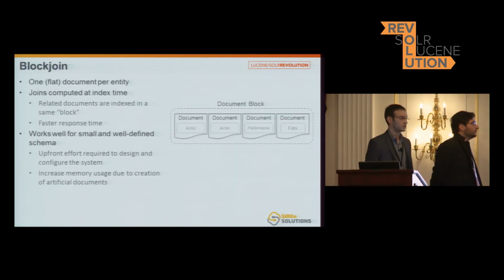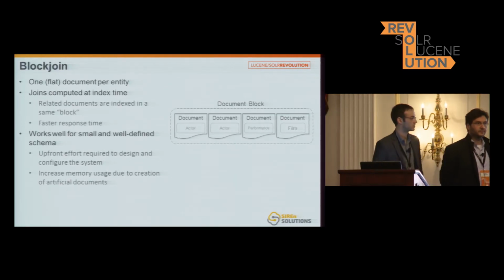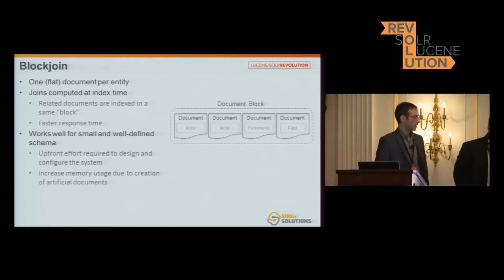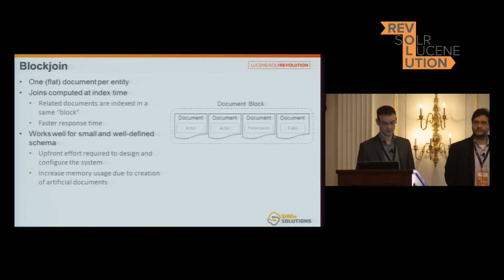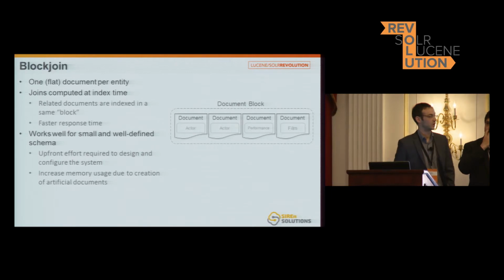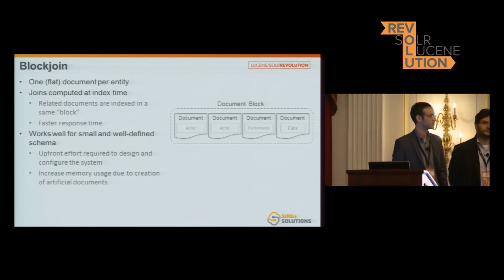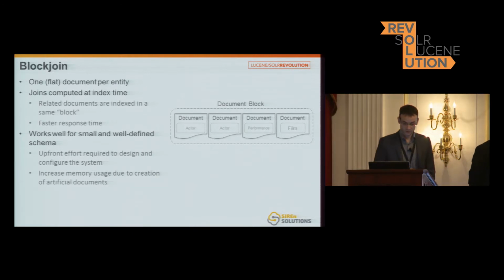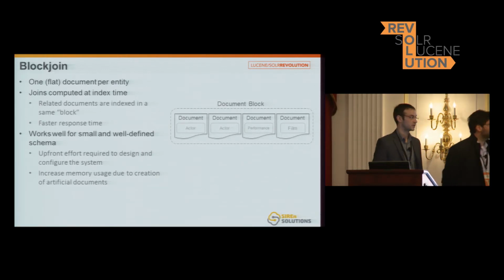Block join, which is a feature implemented in Lucidworks and Solr, also uses one flat document per entity, but it computes at index time all the relations and the joins. How it does that is that it puts in the same document block all the entities that are related to each other. For example, here we will have the film entity, and we will put in the same block all the performance and actor entities related to it. So this usually works well for small and well-defined schemas.